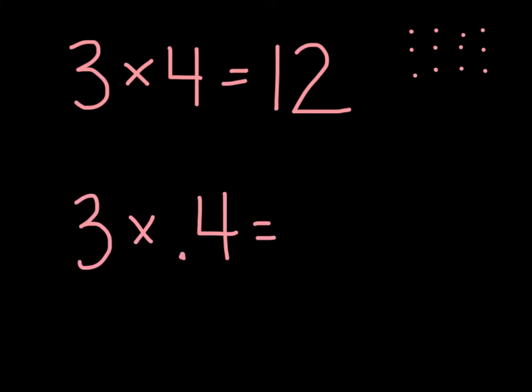But when you multiply a whole number by a number less than 1, like a decimal is, in this case 3 times 4/10, the number actually gets smaller. The answer to this problem would be 1 and 2/10. Let's see how that happens.